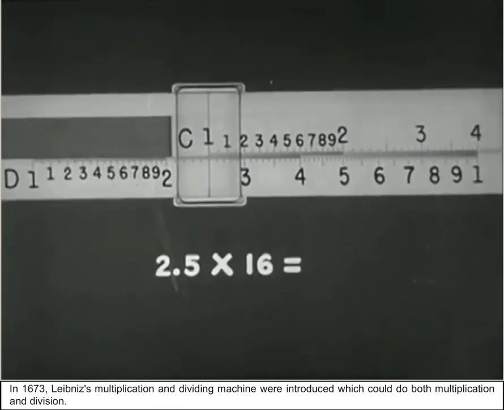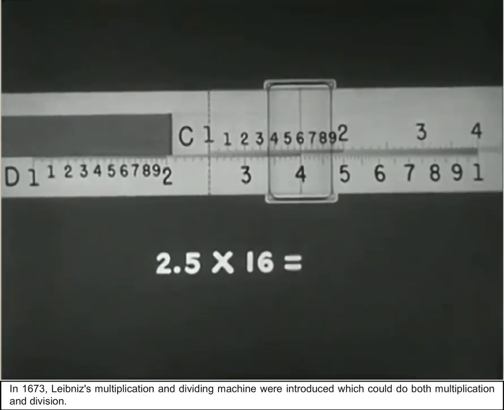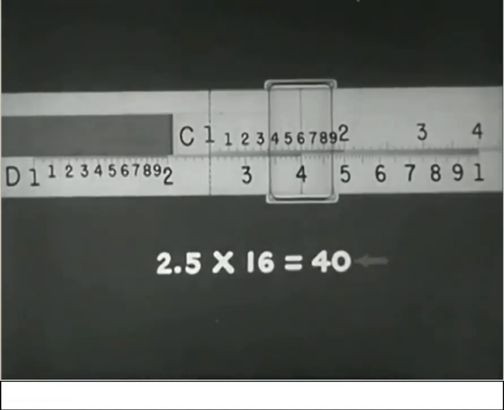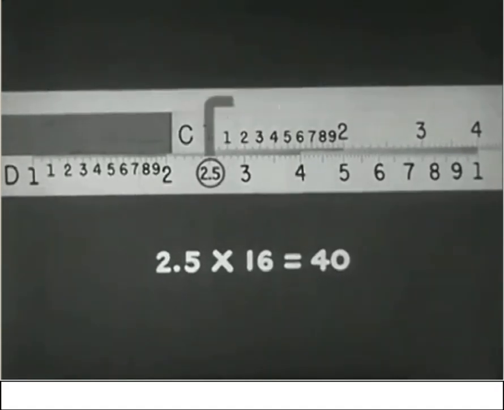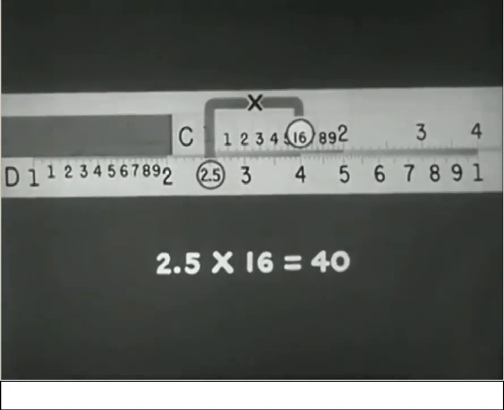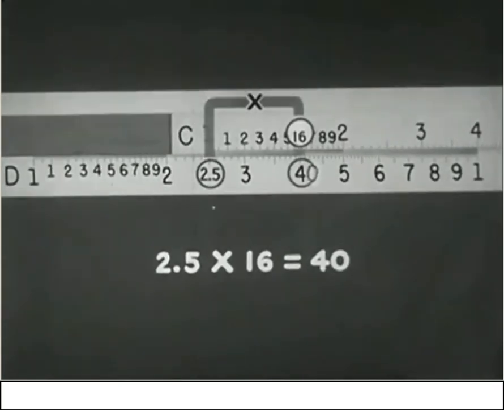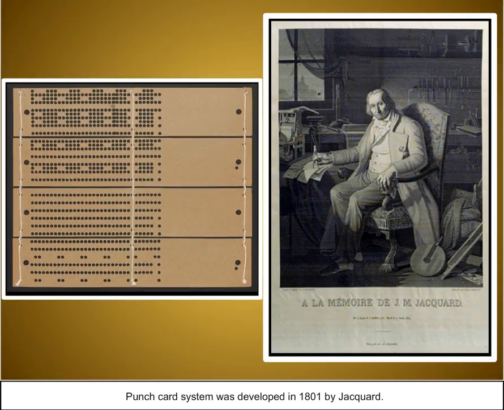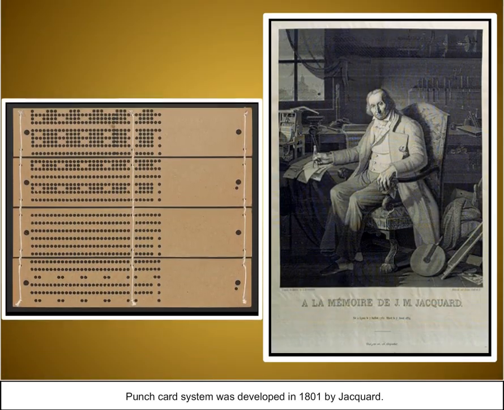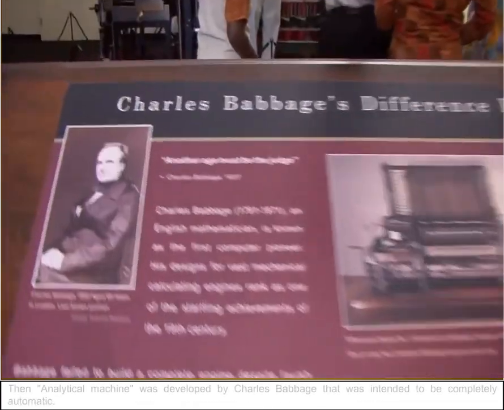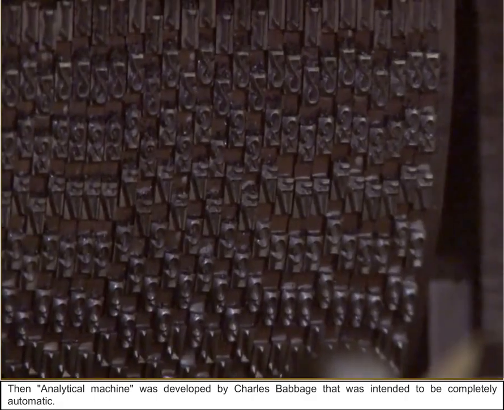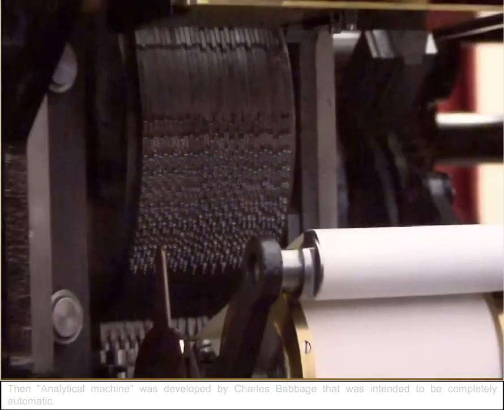In 1673, Leibniz's multiplication and dividing machine was introduced, which could do both multiplication and division. Punch code system was developed in 1801 by Jacquard. Then, analytical machine was developed by Charles Babbage that was intended to be completely automatic.